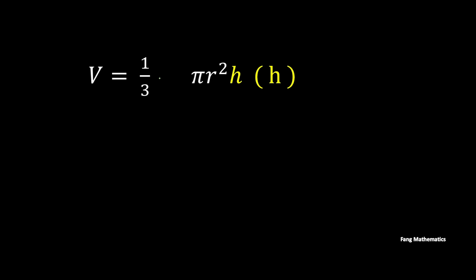So 1/3, how would you eliminate 1/3? It is to multiply by its reciprocal. So what is the reciprocal of 1/3? I believe that should be 3 over 1. So 3. And you are to multiply both sides by 3. And we have 3v on the left. And on the right, you see that this 1/3 gets eliminated, leaving you pi r squared times h.